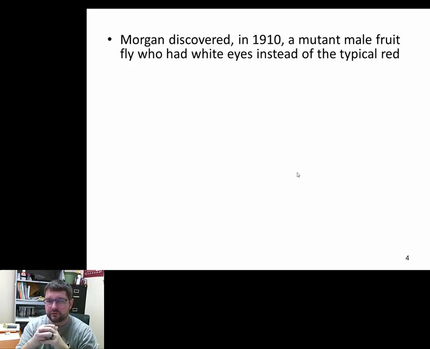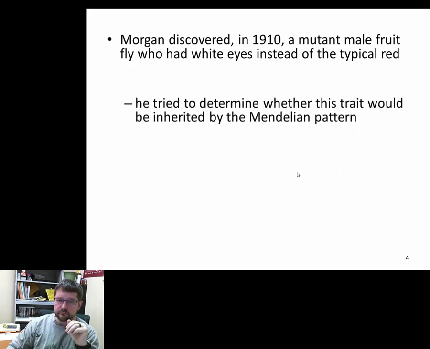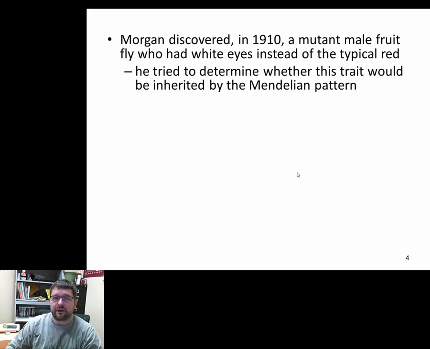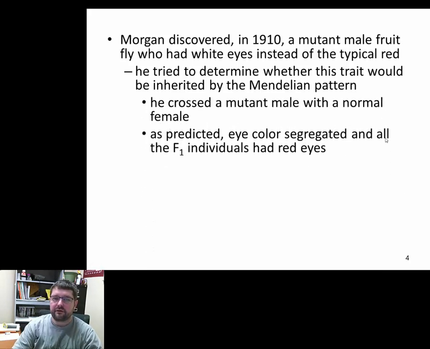If you ever look at one really close, they will have red eyes. But there is a mutation that can occur that gives male fruit flies white eyes. So what Morgan did is he tried to figure out, well, does the inheritance of the white eye follow a Mendelian pattern? Can you predict it based on a Punnett square?